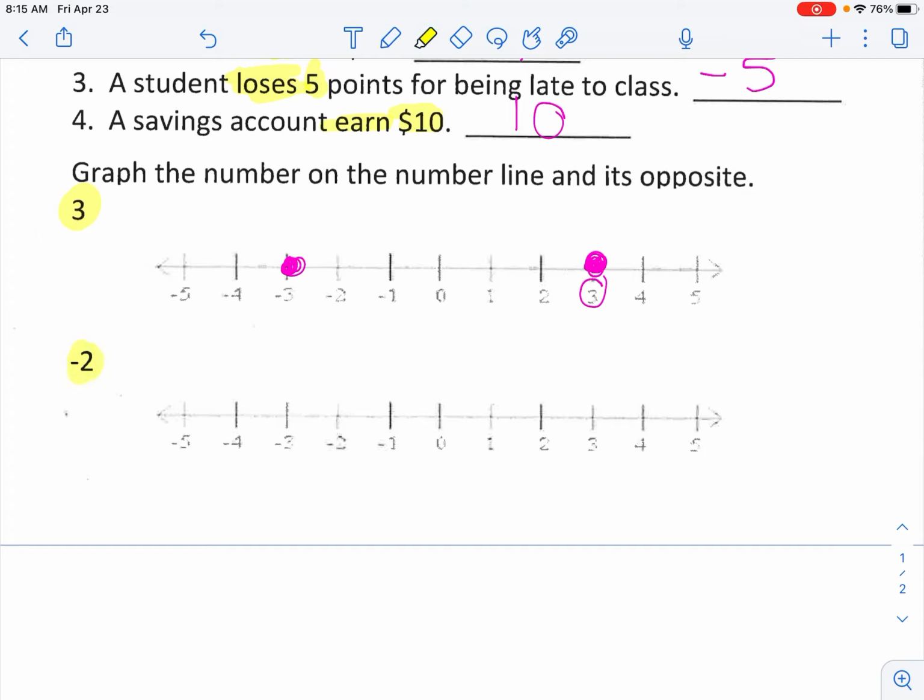Graph -2 and its opposite. So I see -2 here. Remember, the opposite is the same distance away from 0. So if -2 is 2 hops to the left, we're looking for the number 2 hops to the right. So the opposite of -2 is 2.